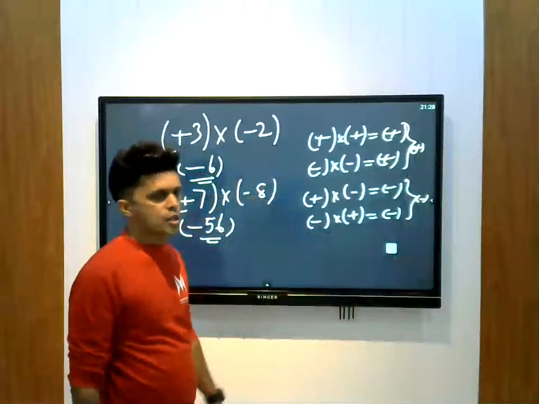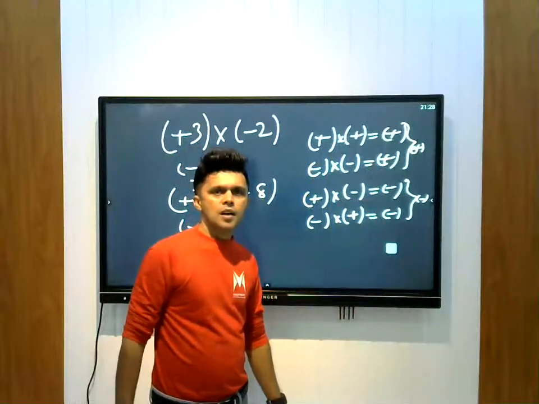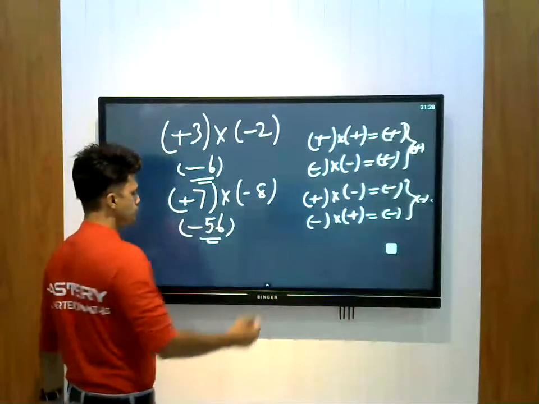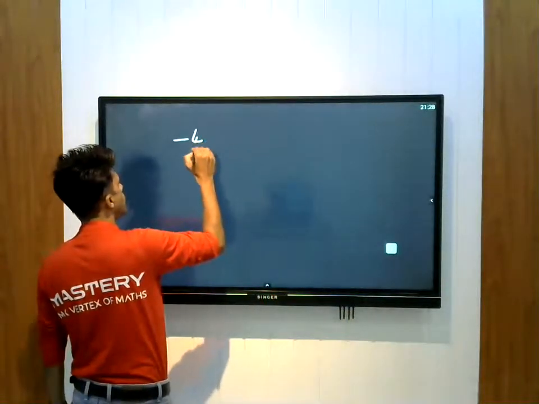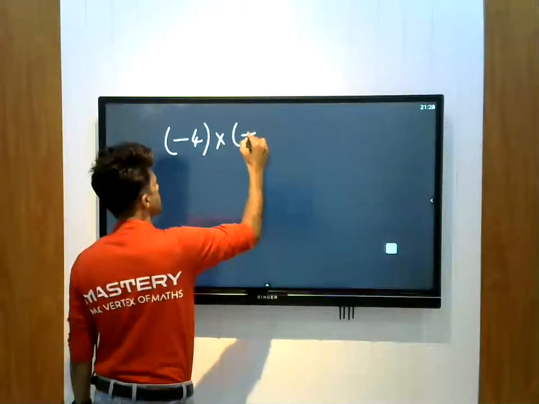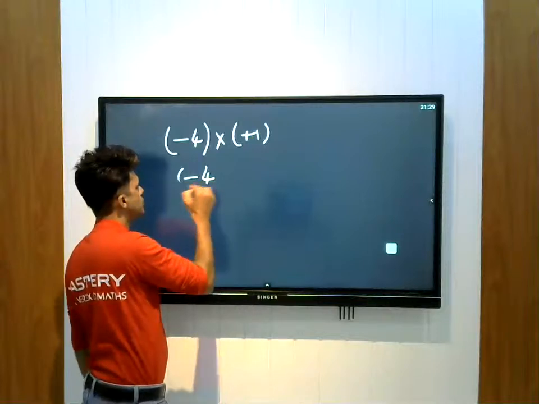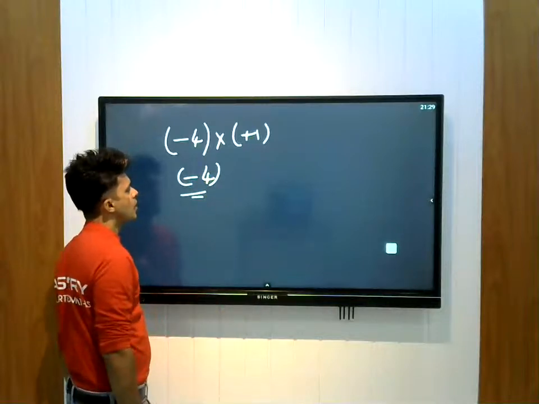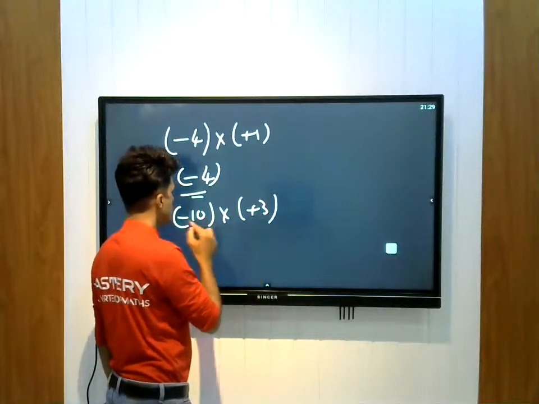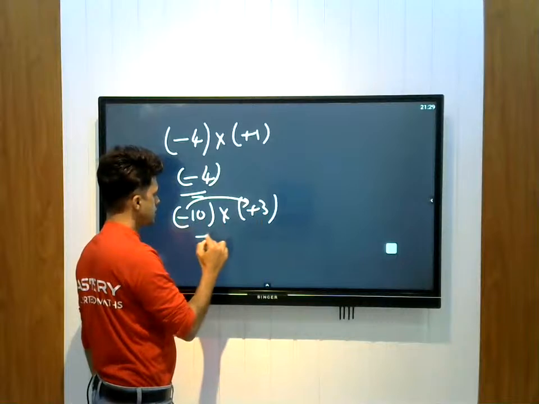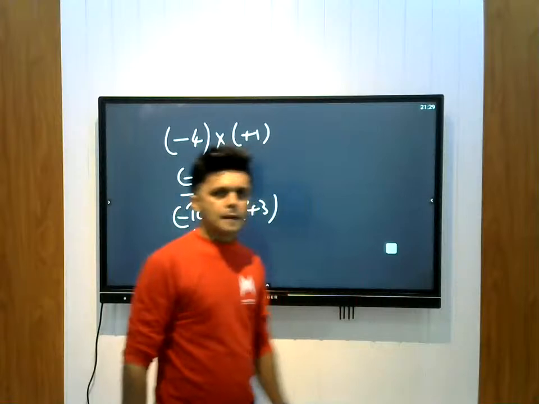So you know plus into plus is plus, minus into minus is plus, plus into minus is minus, minus into plus is minus. How can you do this type of one? Minus 4 into plus 1. Minus into plus is minus, and 4 into 1 is 4, so the answer is minus 4. Then minus 10 into plus 3. Minus into plus is minus. The answer is minus 30. Okay.